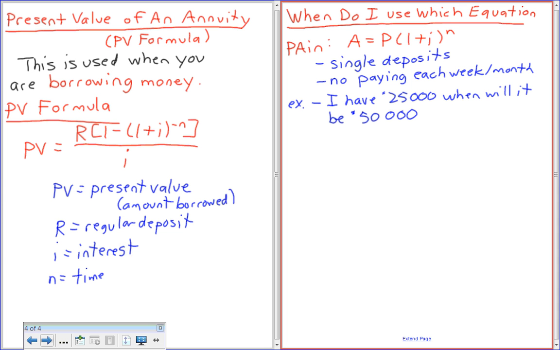Okay, right, so what you're going to say is, I have 25,000, I put it in a bank for 5 years, how much will it be? When will it be 50,000?